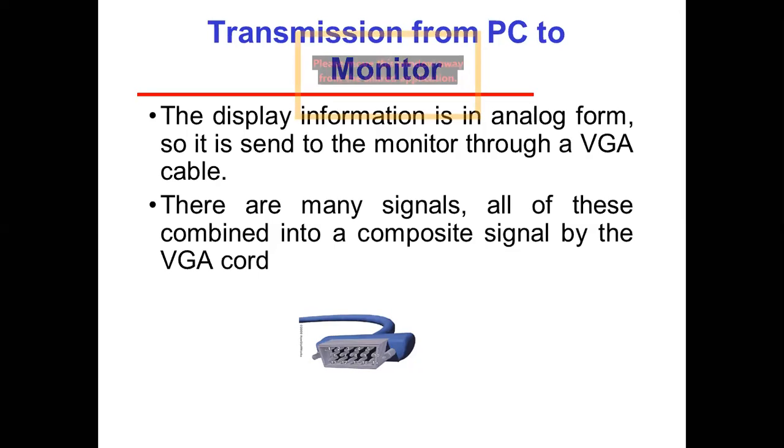The display information is in analog form, so it is sent to the monitor through a VGA cable. So there is a VGA cable. These are called adapters. With the help of VGA, you can connect this. Earlier we were using VGA. There are many signals, and all of these are combined into a composite signal via the VGA card.